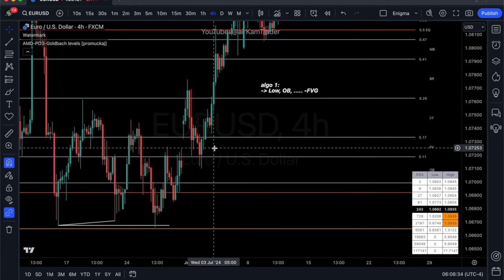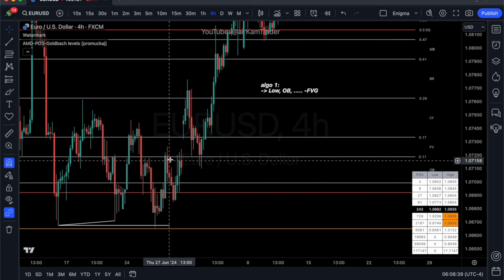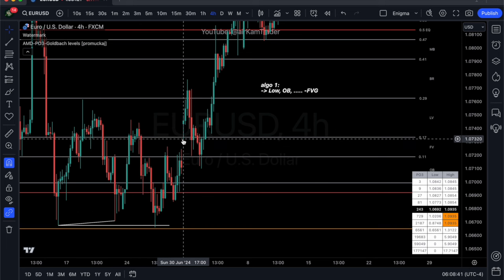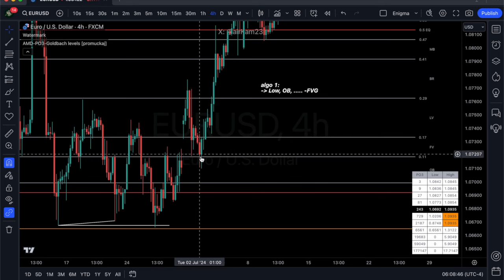Right? And what happened in this case? We had the turtle soup create a fair value gap or a new week opening gap. We retreated and retraced from the breaker. And what did we fall down to? Let's have a look.